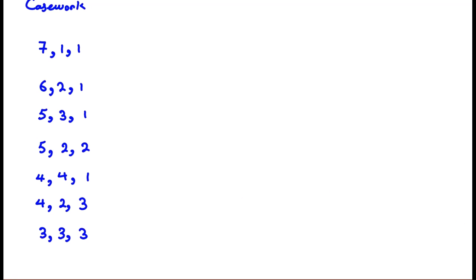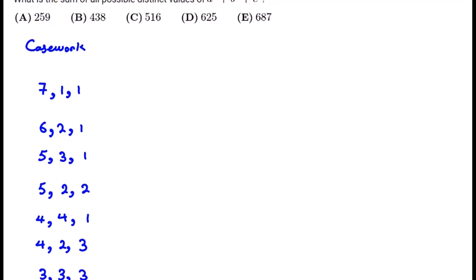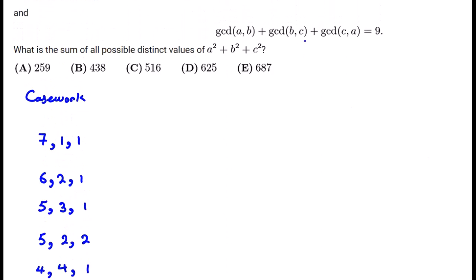Okay, let's consider the cases that are not possible. When we have 2, 2, what does that mean here? It means B and C are multiples of 2. Next one, C and A are multiples of 2. So we can conclude A and B are multiples of 2, so this one also should be even. So it's not possible. If two of them are multiples of something, the third one also should be a multiple of that.